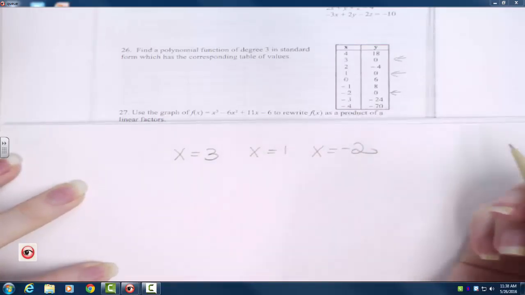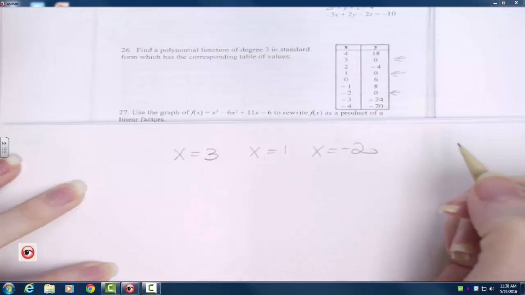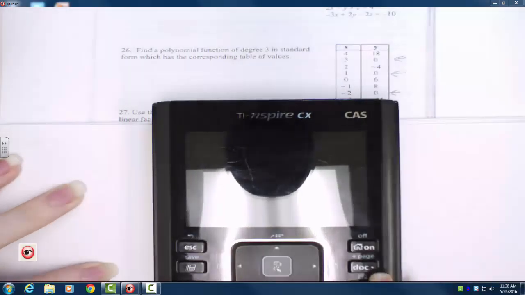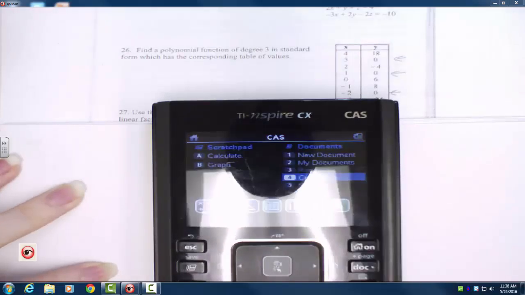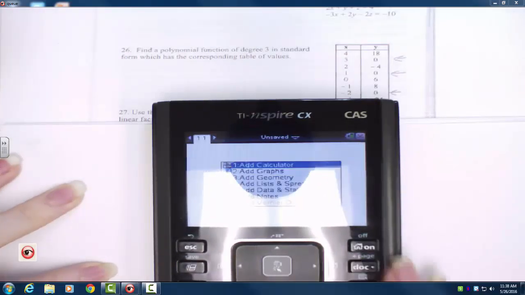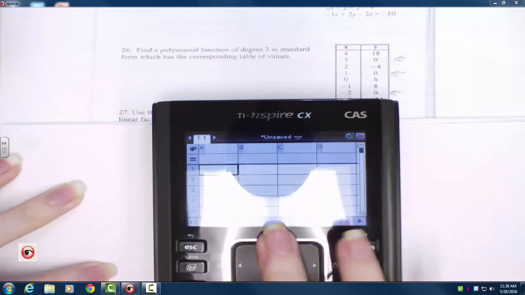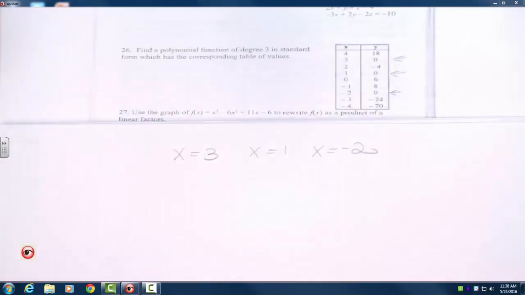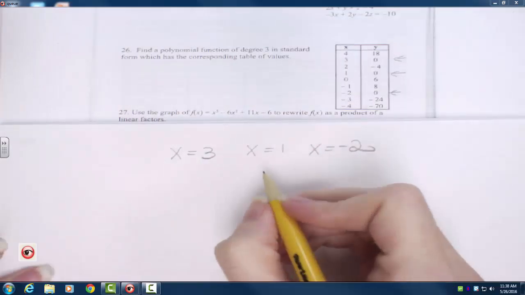Now, another option, you can run a regression on this. Go to lists and spreadsheets, so let's show you that. Here we are, menu, new document, lists and spreadsheets. Make sure you label the x and the y all the way up here, and you can run the quadratic or the cubic regression of that.